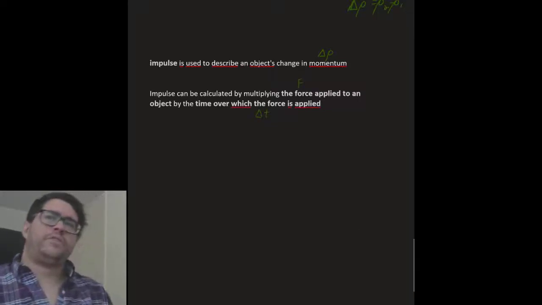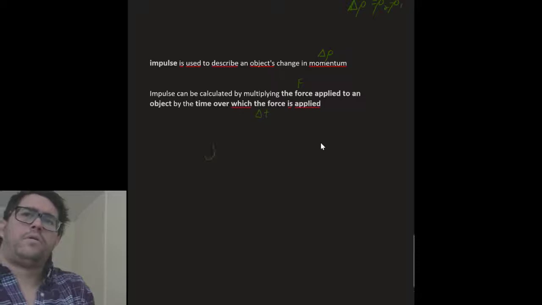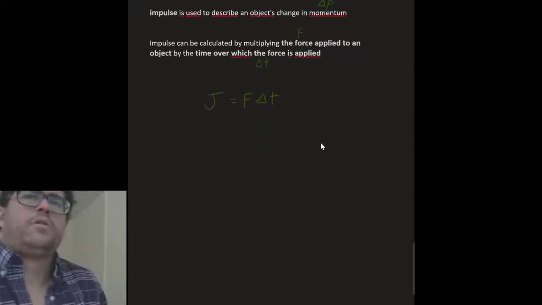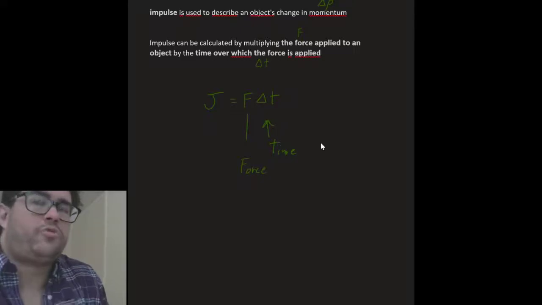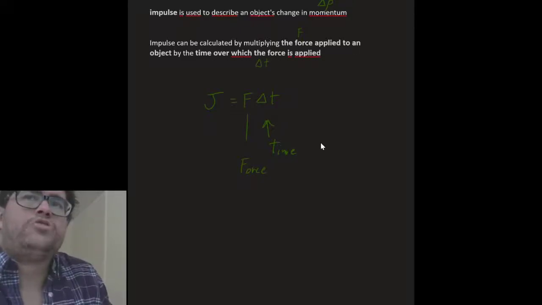So basically, let's think about that. And please take note of this equation. Delta t is simply the time. F is force applied, or force. I mean, the force is always applied. And then J is impulse.